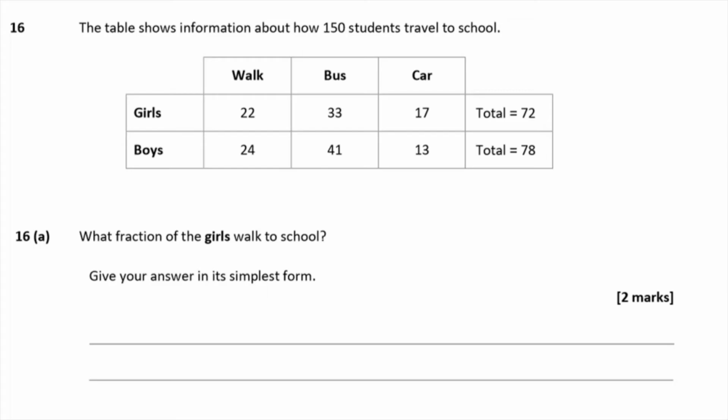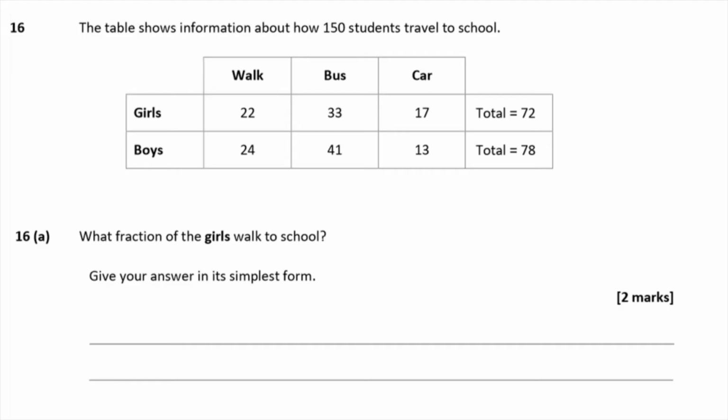Question 16. The table shows information about how 150 students travel to school. Now this is what we call a two-way table, isn't it? Where we've got one dimension going down the side, which is the gender of the students, girls and boys, and their mode of travel along the top there, walk, bus and car.